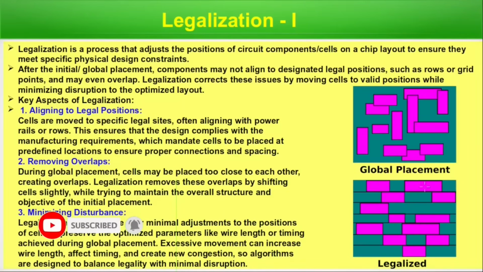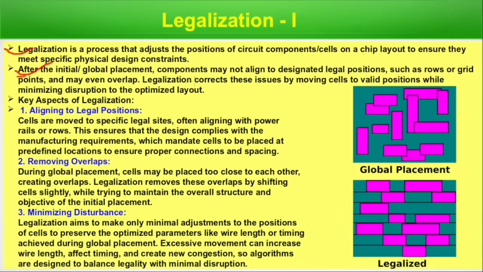This diagram is self-explanatory. Global placement, those modules are placed, although there are overlapping. In legalization, they are arranged in a very orderly manner. No overlapping is there. So legalization is a process that adjusts the positions of circuit components or cells on a chip layout to ensure they meet specific physical design constraints.